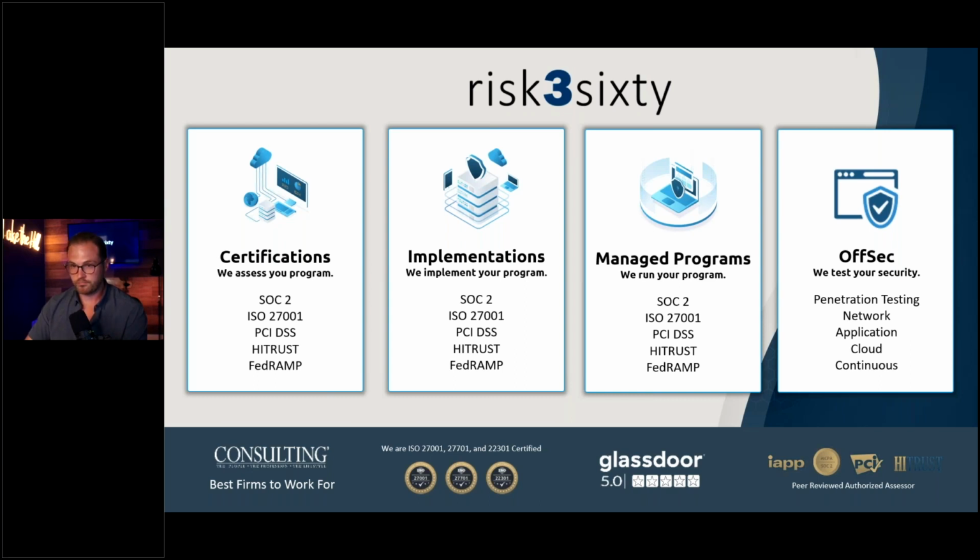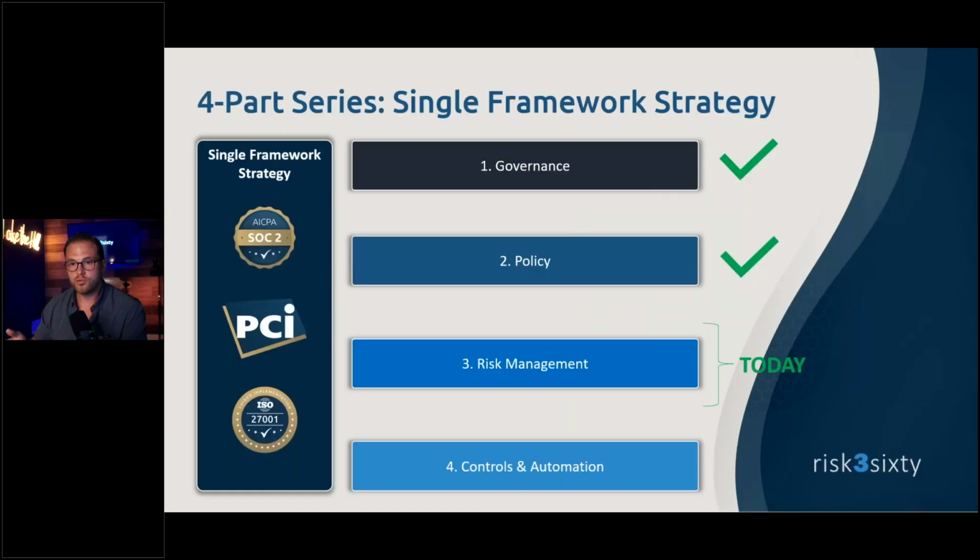Also, if this is the first time you're joining us, this is a four-part series. This is part number 3 of a multi-part series for if you are trying to implement a multi-framework strategy at your organization. We already talked about governance structure for that purpose. Last time we talked about how to do policies that are fit for multi-framework, and today we're going to talk about risk management. And then later in November, I'll talk about mapping controls, opportunities for automation, and some of that.